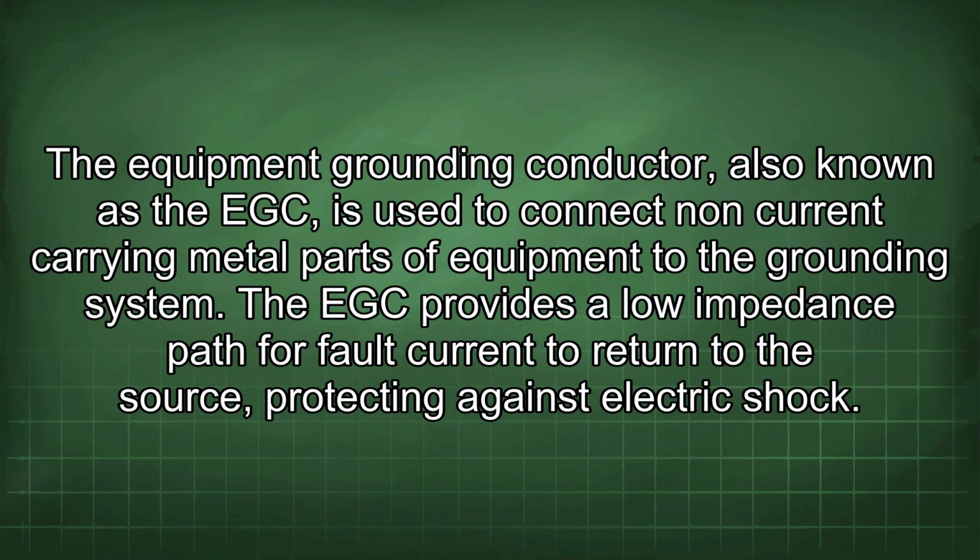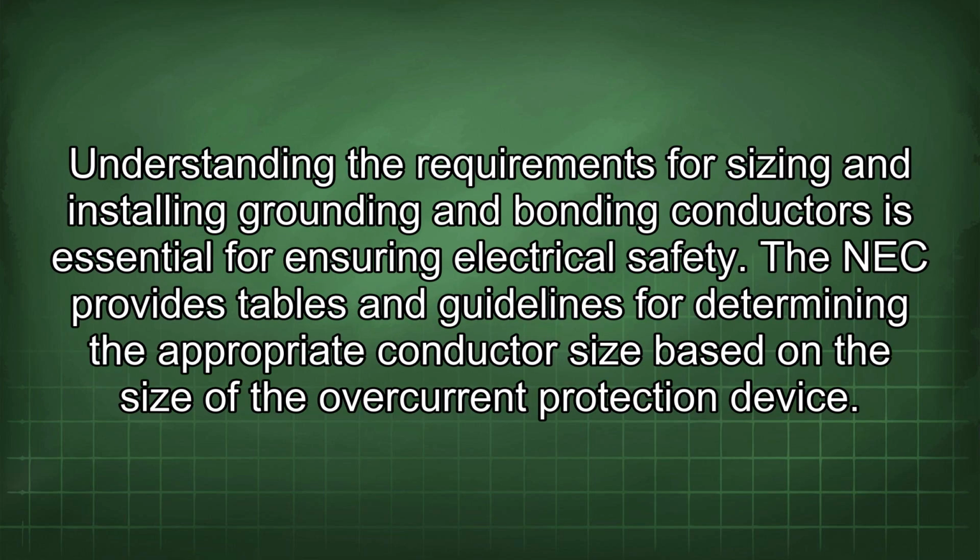The equipment grounding conductor, also known as the EGC, is used to connect non-current carrying metal parts of equipment to the grounding system. The EGC provides a low impedance path for fault current to return to the source, protecting against electric shock. Understanding the requirements for sizing and installing grounding and bonding conductors is essential for ensuring electrical safety.